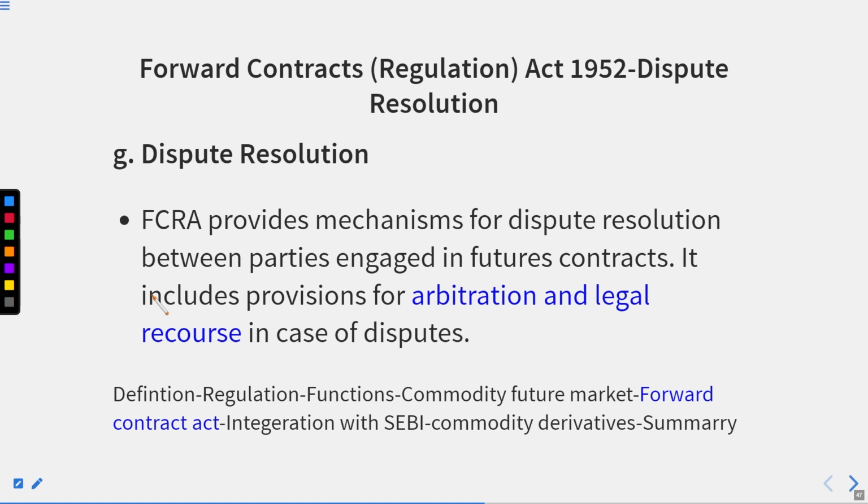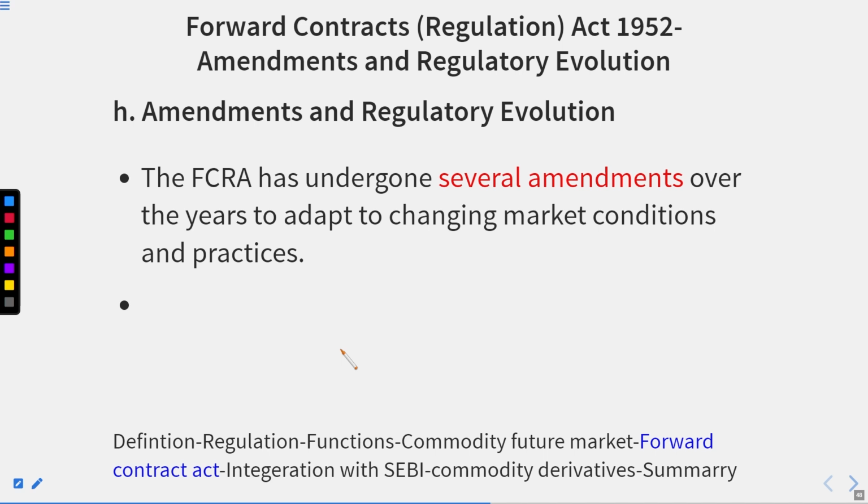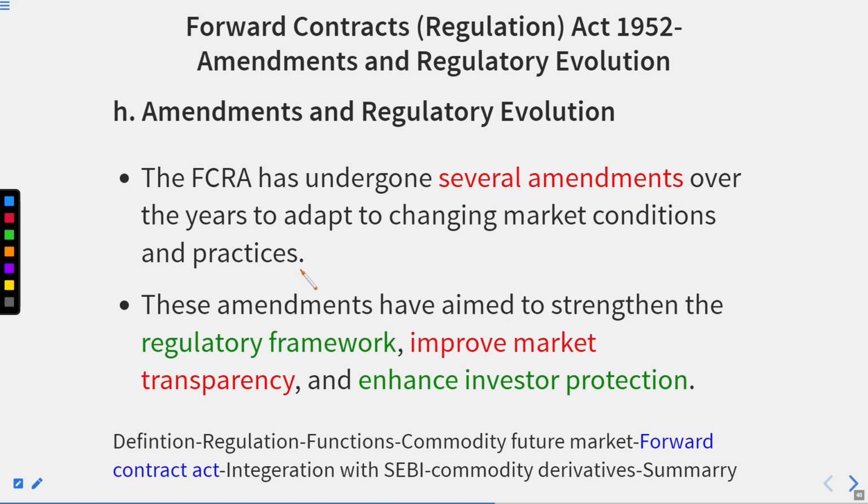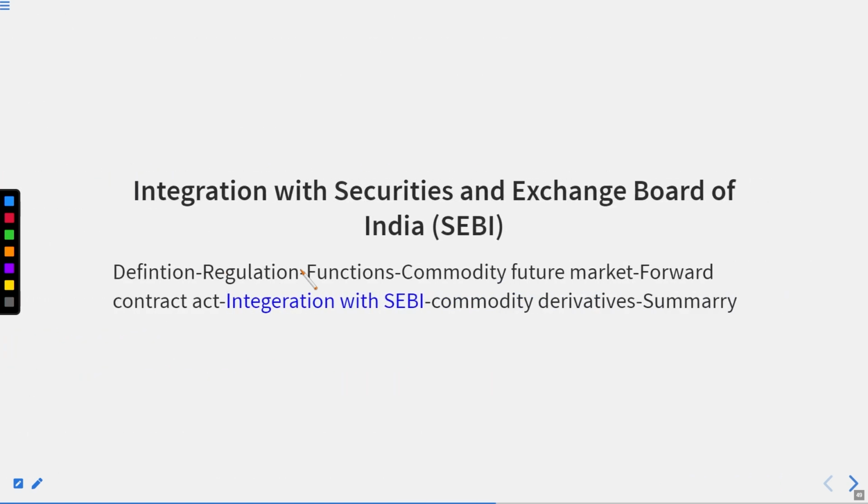Thereafter, we have the dispute resolution mechanism. FCRA provides a mechanism for dispute resolution between parties engaged in futures contracts, including provisions for arbitration and legal recourse in the case of disputes. The FCRA has undergone several amendments over the years to adapt to changing market conditions and practices. As I also told you in the starting, FCRA is a part of the economy, and as the economy is dynamic, the FCRA has also undergone several changes as per the requirements from time to time. Amendments have aimed to strengthen the regulatory framework, improve market transparency, and enhance investors' protection. All right.